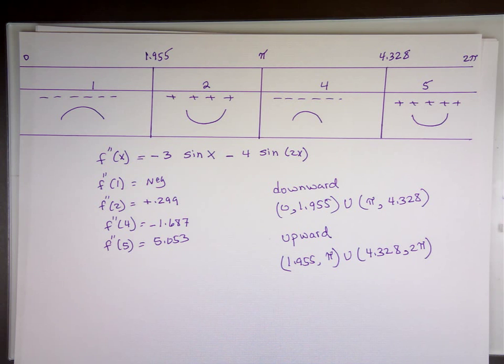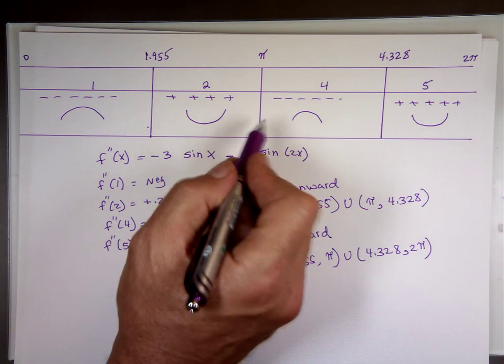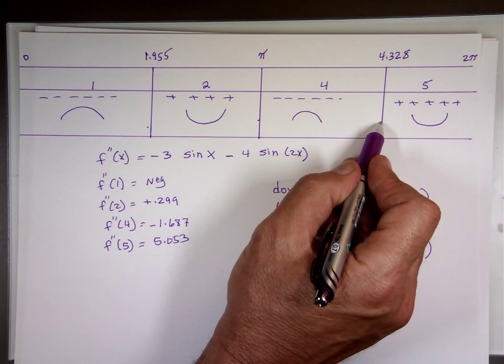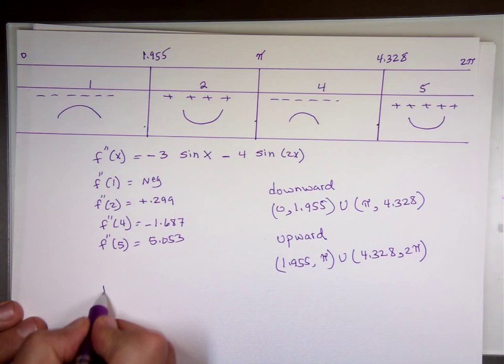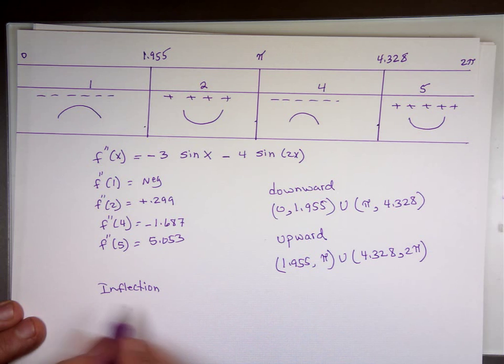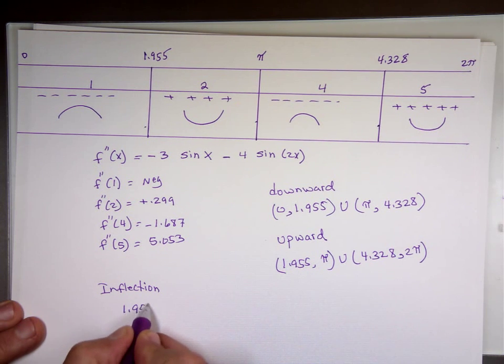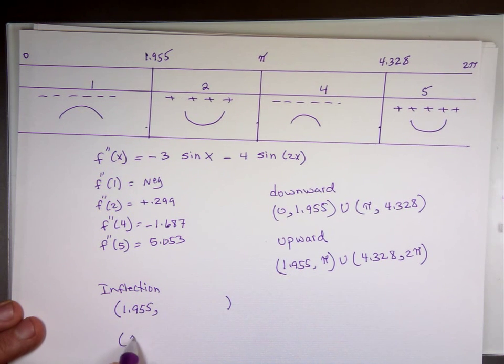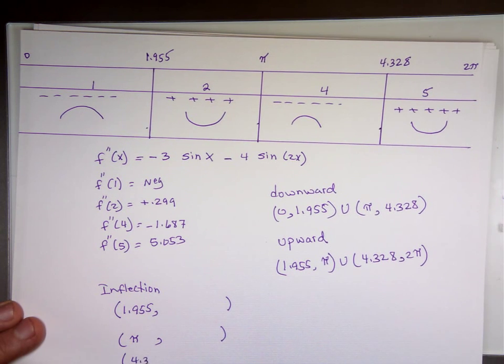Now, if you want to find the inflection points, where's the inflection point? This is 1, this is 2, this is 3. Inflection point, that's where the function changes concavity. We have one at 1.955, but they also want the y value. We'll come back and get the y value. We have one at pi, and we have one at 4.328. And get the y value for them.